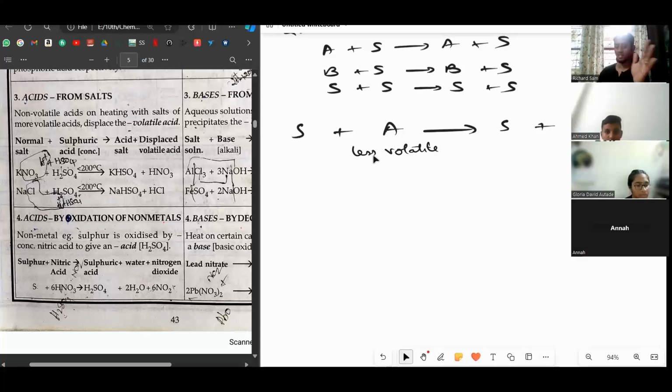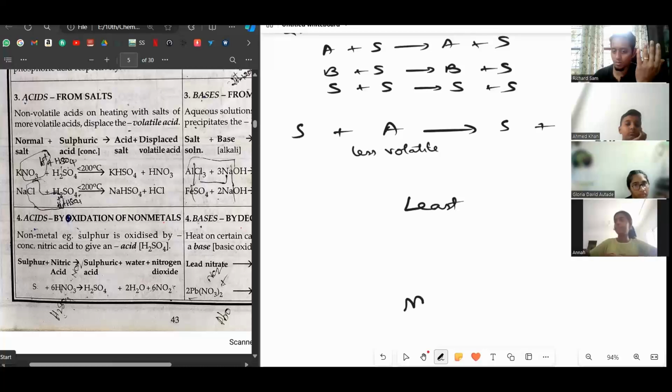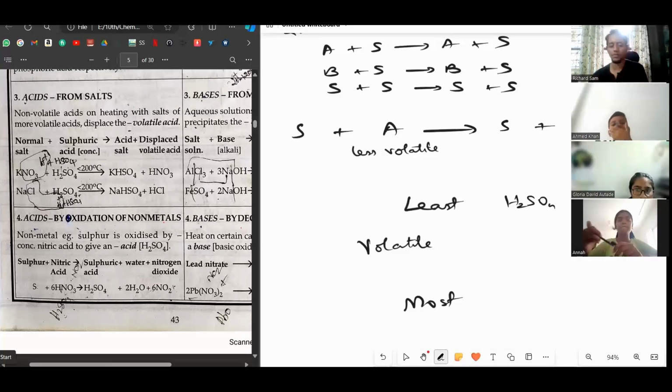So you need to know which acid is the least volatile and which acid is the most volatile. Have I explained this to you before sometime? Okay. So we'll write down a list of all acids from the least volatile to the most volatile. Least to the most. The least volatile acid is H2SO4. Least volatile means it's the most stable. It doesn't evaporate. It just stays as it is. Okay, H2SO4 is the least.